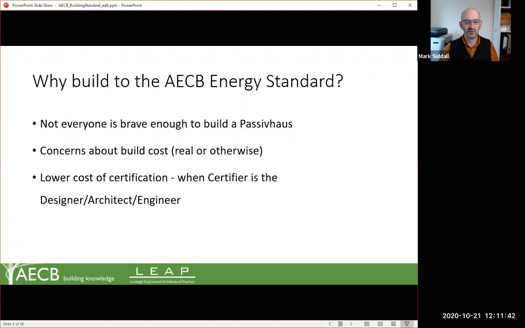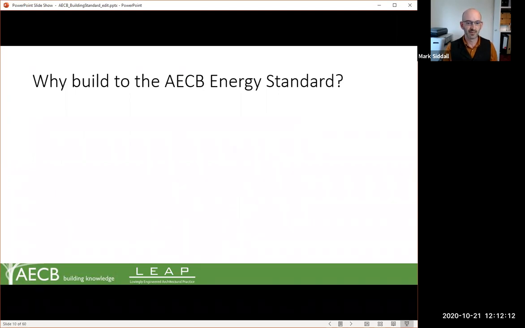And then in terms of potential lower costs, when the certifier is the designer, the architect or engineer, you don't have that third-party cost that would be introduced necessarily. But there are some swings and roundabouts to that, which we can come on to later. Also, if you have a near-miss Passivhaus that failed because it didn't achieve the air tightness targets, then the AECB Building Standard can become a suitable option.